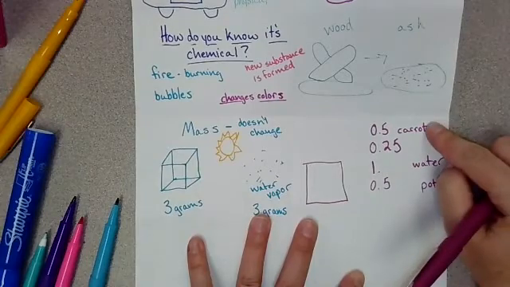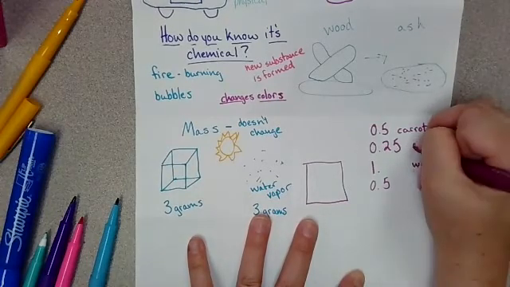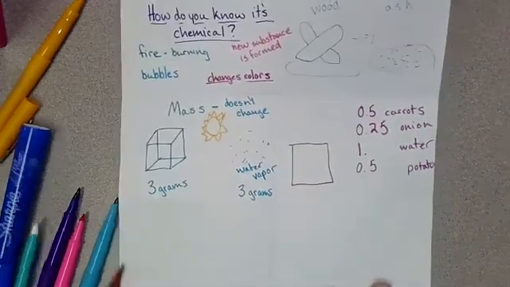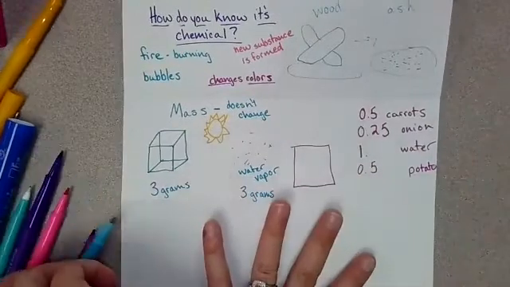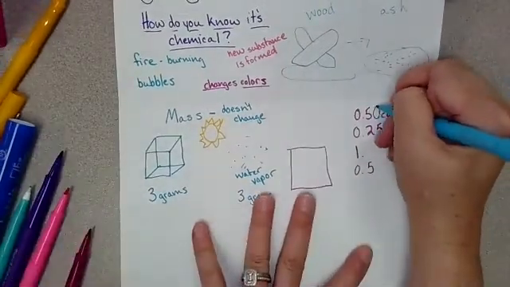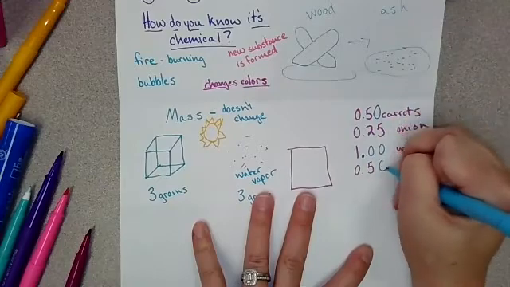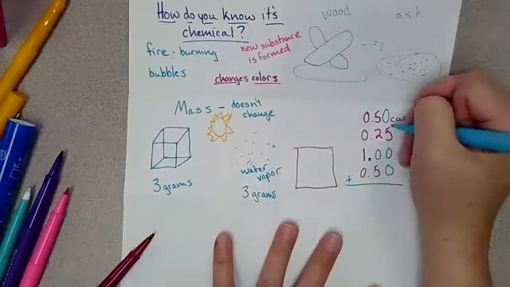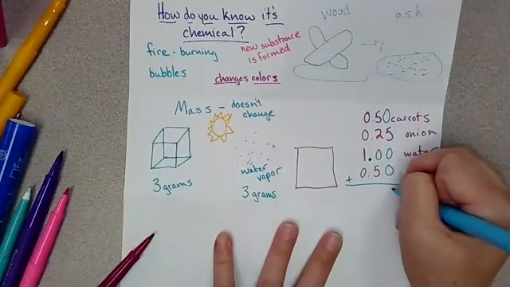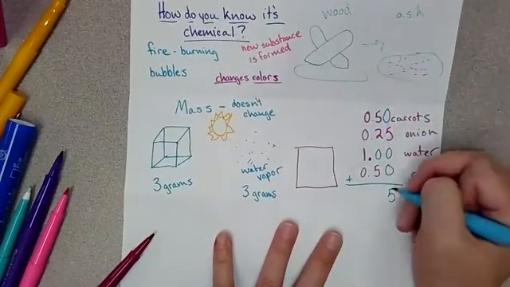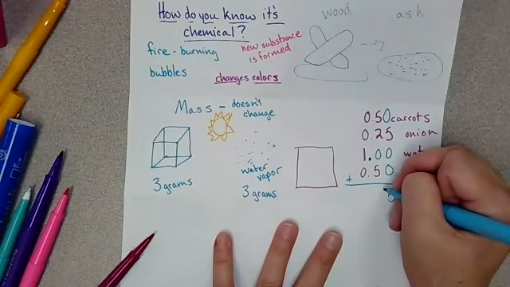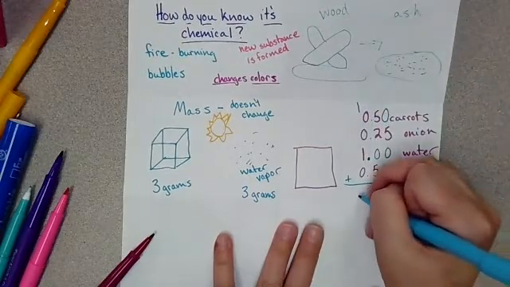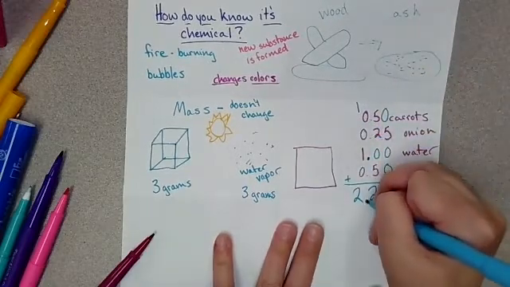Okay, so you got carrots, you've got onion, you got water, and you got potatoes. The most important thing you got to do is you have to line them up before you can add them. So line them up and make sure you add your zeros, and then you can add. Does that make sense? Yazi, what's 0 plus 5 plus 0 plus 0? What's 5 plus 2 plus 5? What's 1 plus 1? And what do I do in my decimals? Bring it right on down.